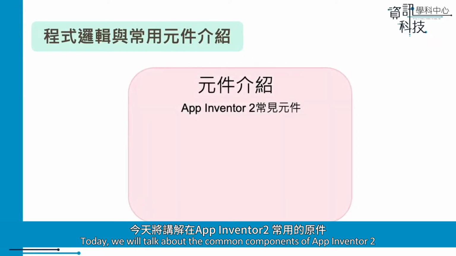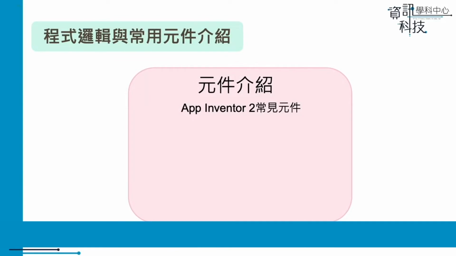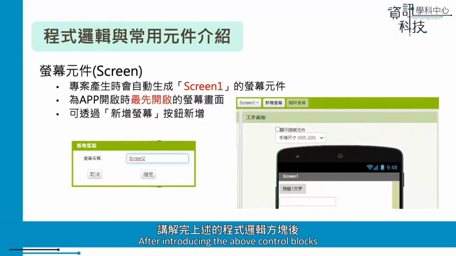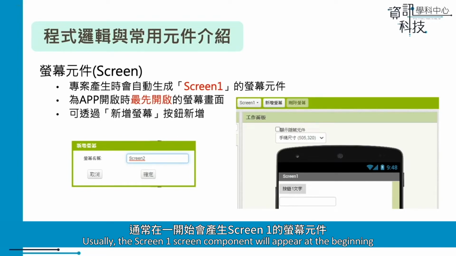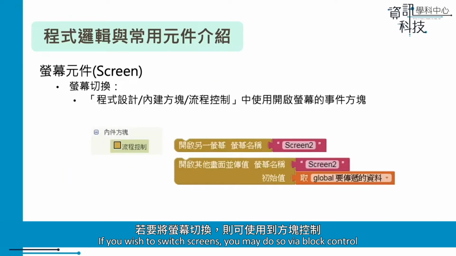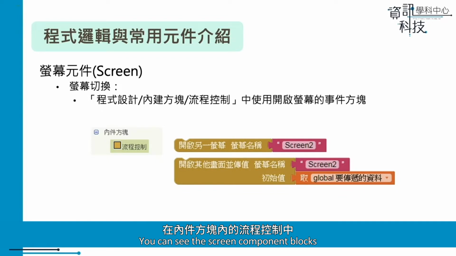Today we will talk about the common components of App Inventor 2. The following components will be explained in detail later. After introducing the above control blocks, let's talk about some common components. First is the screen component. New screens can be added using the screen component. Usually, the Screen 1 screen component will appear at the beginning. This is the default screen of the app. If you wish to switch screens, you may do so via block control. You can see the screen component blocks within the control flow of the built-in blocks.